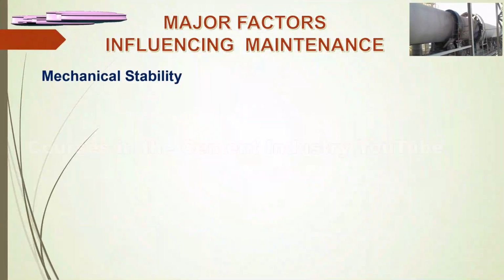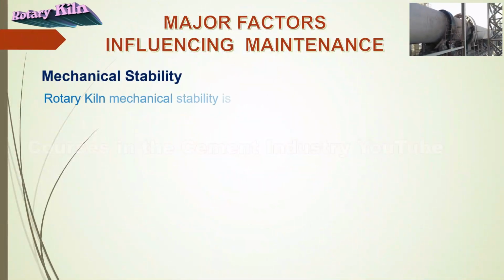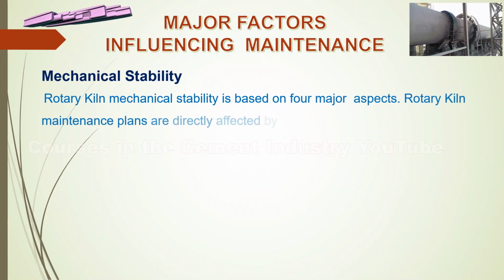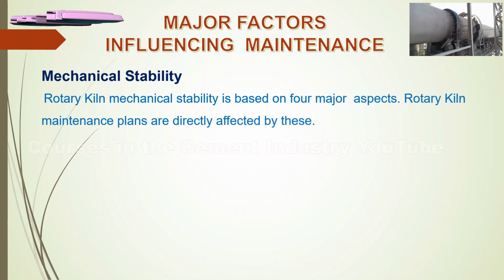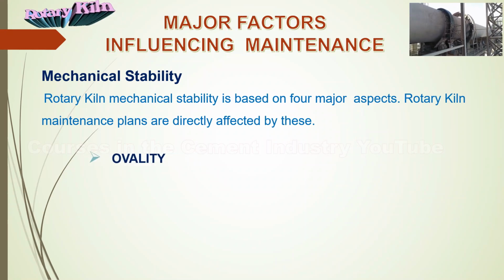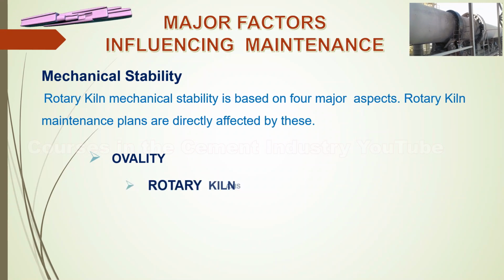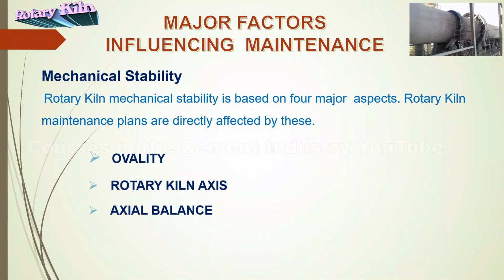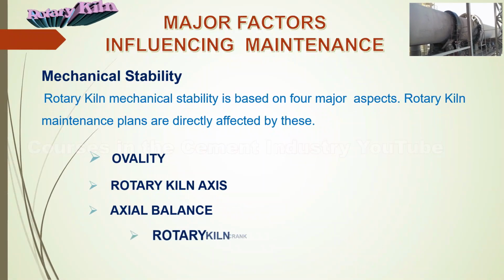Mechanical stability. Rotary kiln mechanical stability is based on 4 major aspects. Rotary kiln maintenance plans are directly affected by these. 1. Ovality. 2. Rotary kiln axis. 3. Axial balance. 4. Rotary kiln crank.